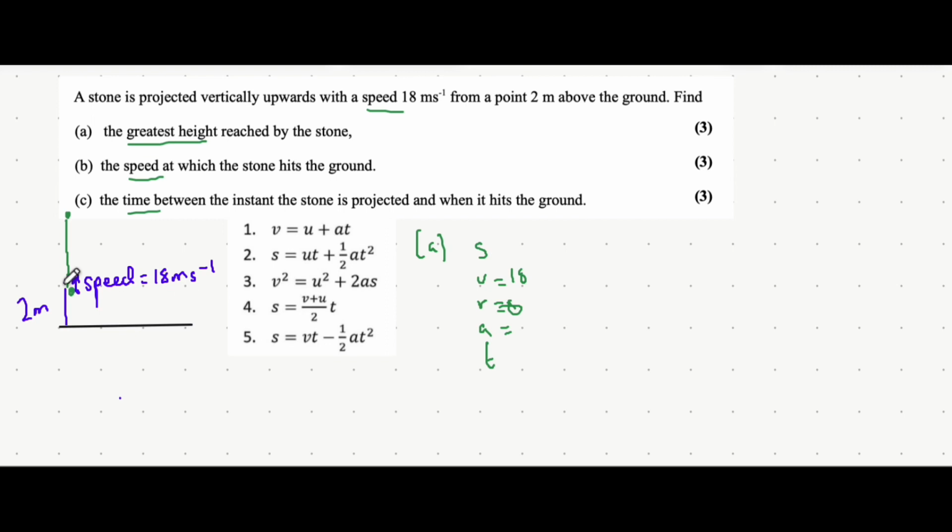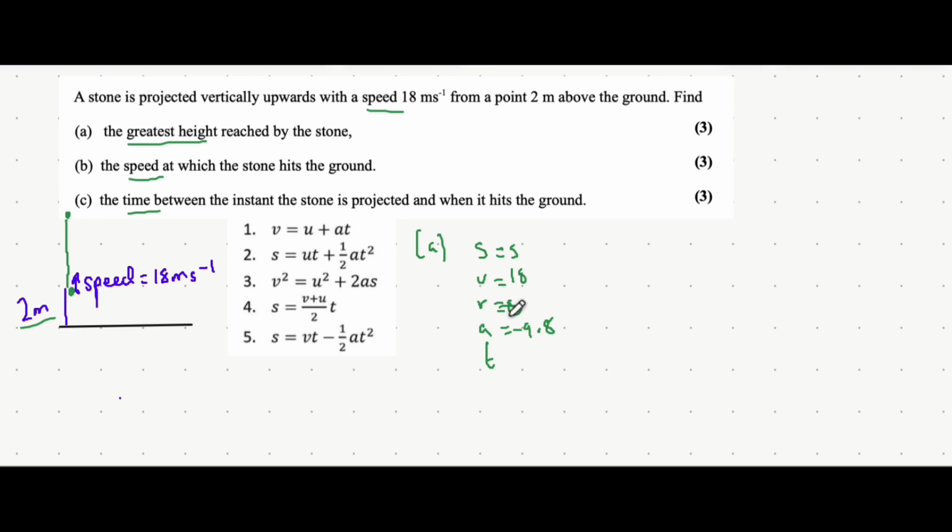The acceleration, well, because it's going upwards, it's going against gravity, so it will be minus 9.8. 9.81 would be used in A-level physics, by the way. That gets confused quite a lot. What we're trying to find is greatest height reached. If we find the displacement that it needs to move to go from here to its highest point, and we add onto that the 2 meters that is above the ground originally, that'll give you the highest point, or the greatest height reached. So let's do that.